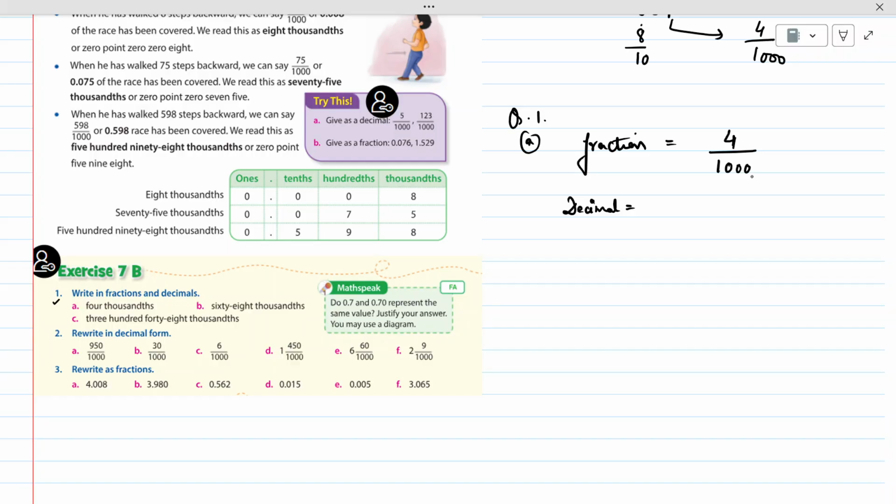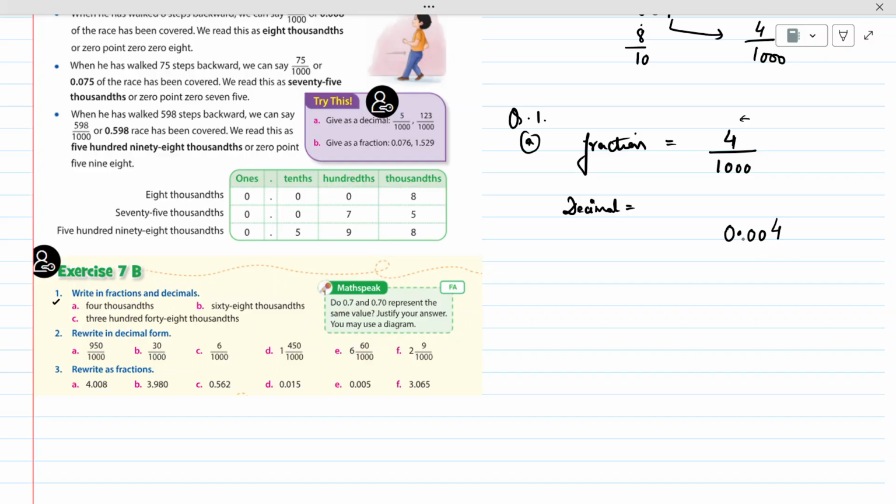We know that for the number of zeros in the denominator, which are 3 zeros here, we have to put the decimal in the numerator, starting from the right, 3 places to the left. So 1 place is occupied by 4 and it has only 4 here. So for the rest of the 2 places we are going to put 2 zeros. So this will become 0.004.